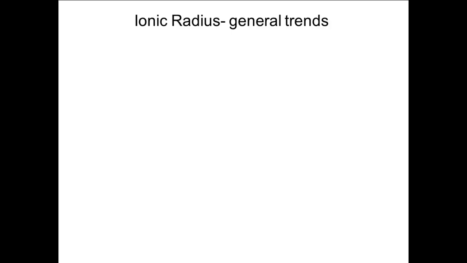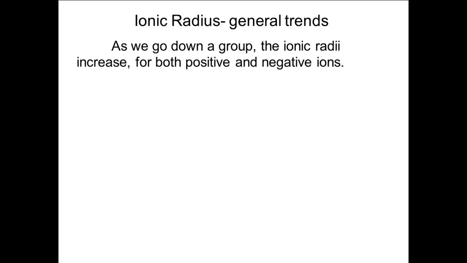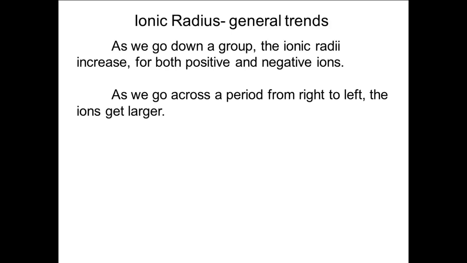Is there anything we can say about the general trend in ionic radii? Actually, there is. In a particular column, the ions tend to be of the same type and have the same charge. As we go down a column, the ions tend to get larger, just as the atoms tend to get larger. Going across a period, the ions tend to get larger going from right to left.